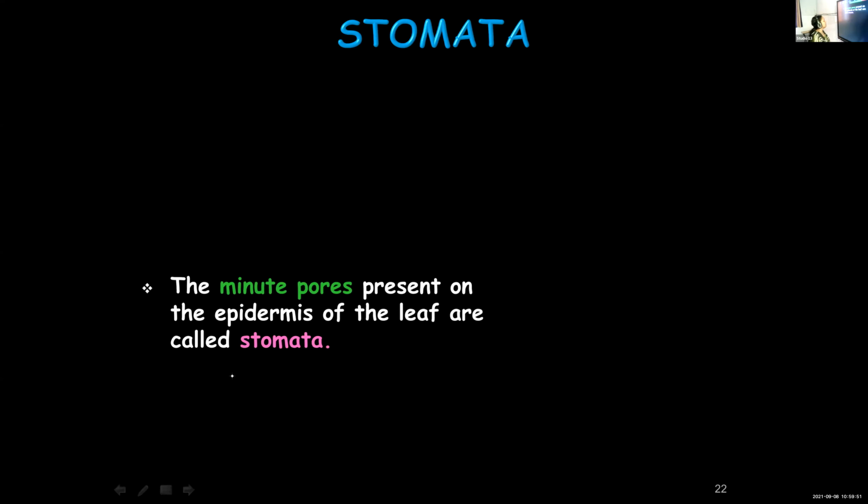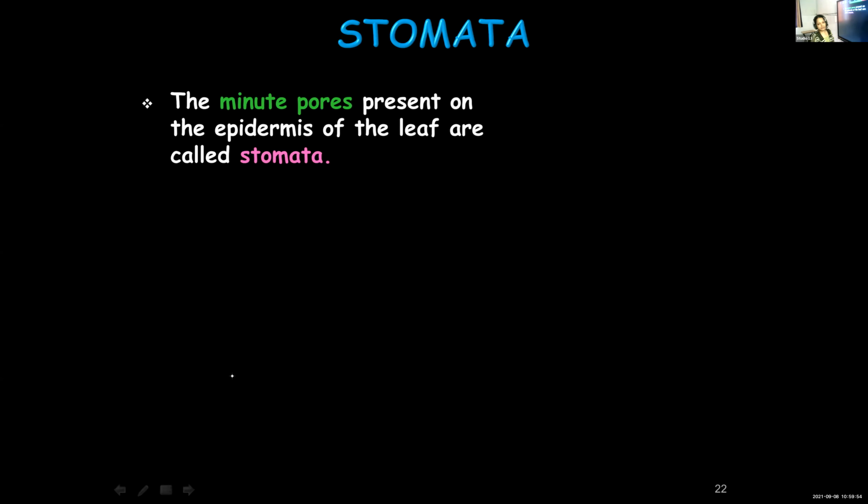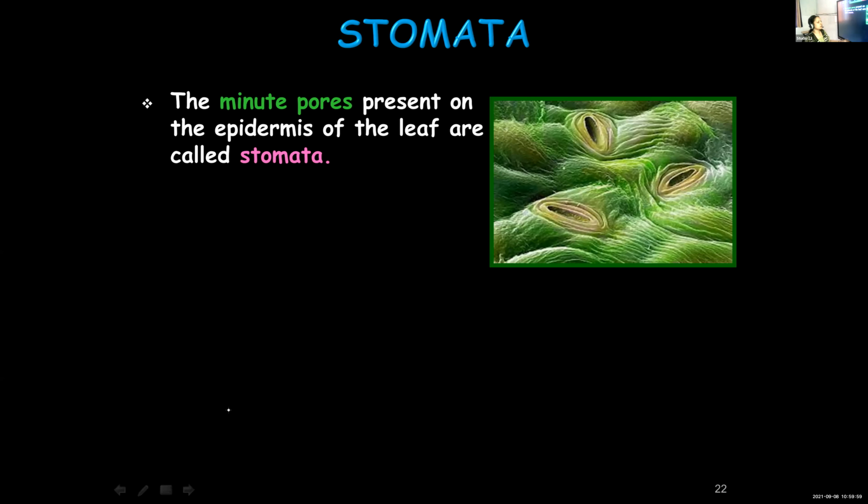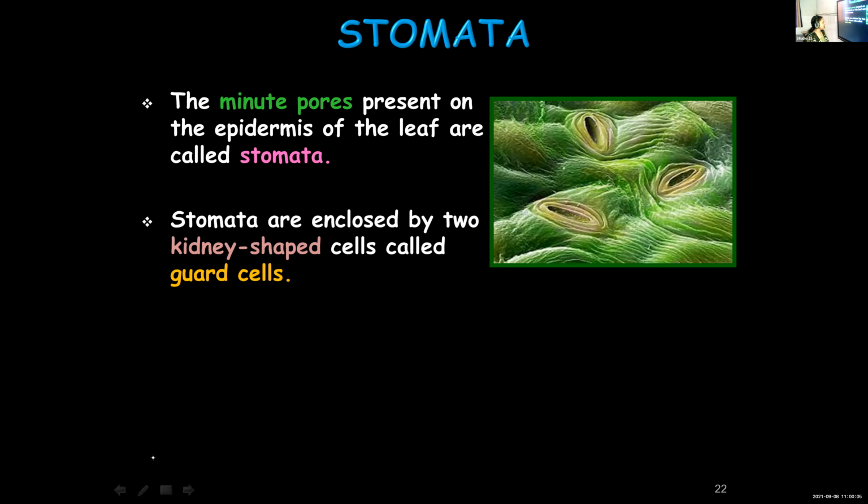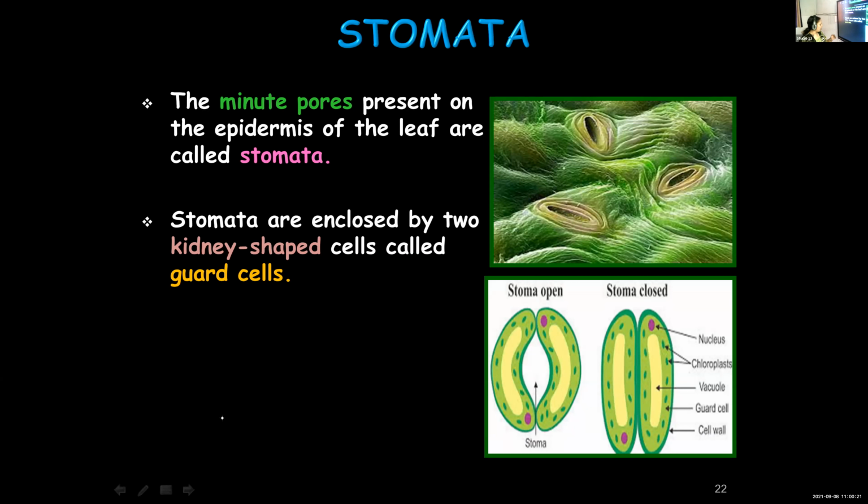Scattered in the epidermis, you can see some minute pores. Small openings are present on the leaf. You call them stomata. You can see a microscopic view of it. Scattered in the epidermis, small pores are there. These stomata are openings guarded, or protected, by 2 kidney-shaped or bean-shaped cells. You can find an opening in the center. This opening is a stoma, stoma singular, stomata plural.